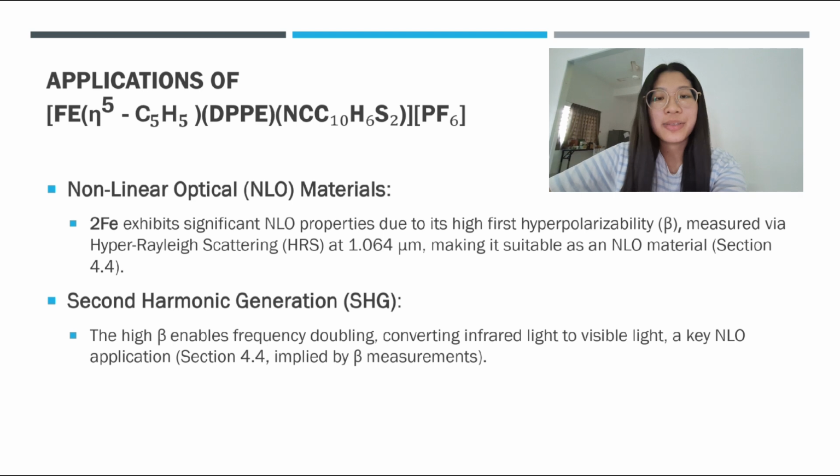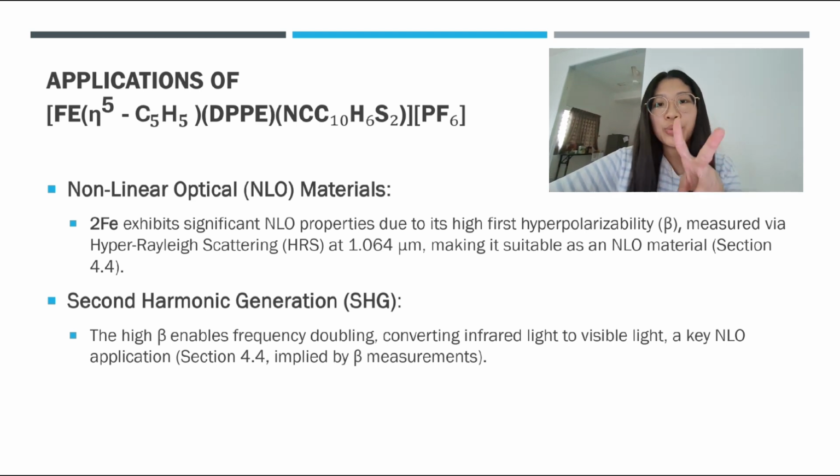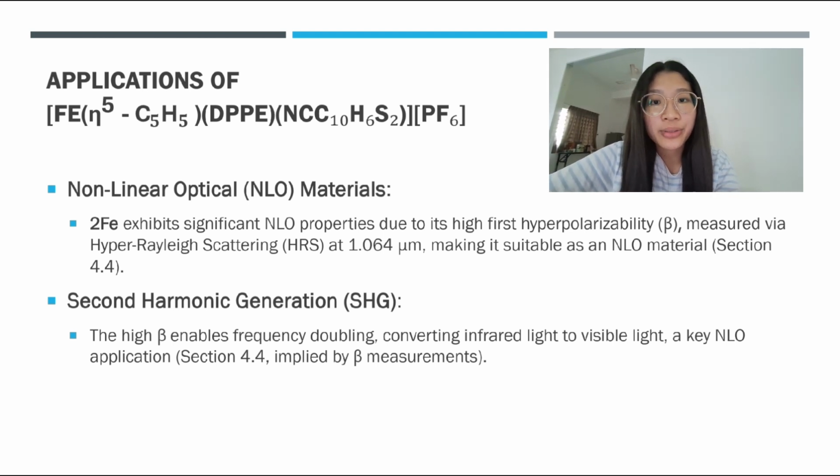We get into the last part, which is the applications of the complex. I found 2 applications in this journal, which are NLO, nonlinear optical materials, and SHG, second harmonic generation. These 2 terms were mentioned in the first slide for the title just now, so they are very important applications in this journal. We get back to the first one. The NLO: the ion exhibits significant NLO properties because of its high hyperpolarizability.